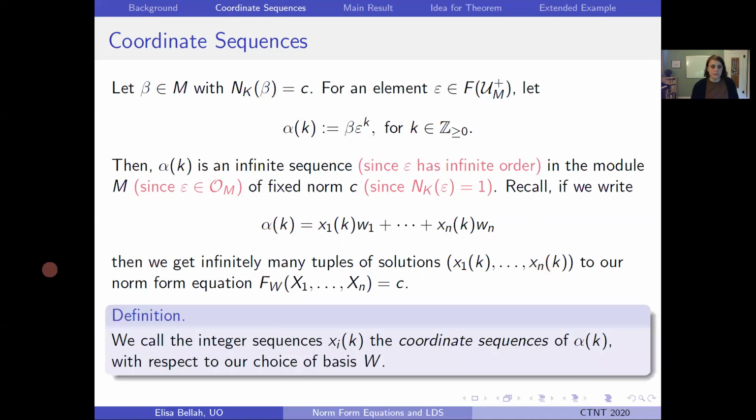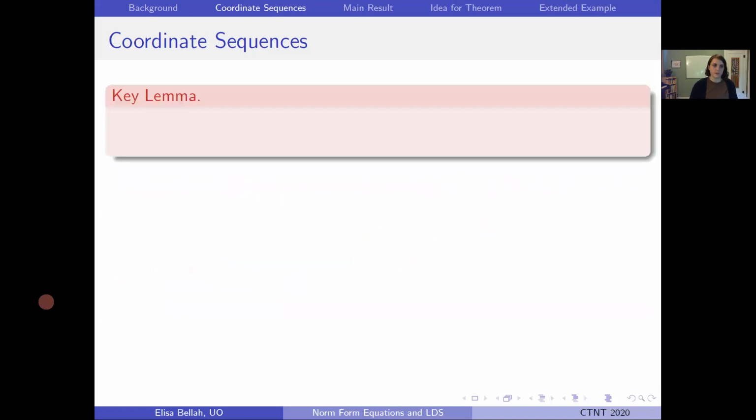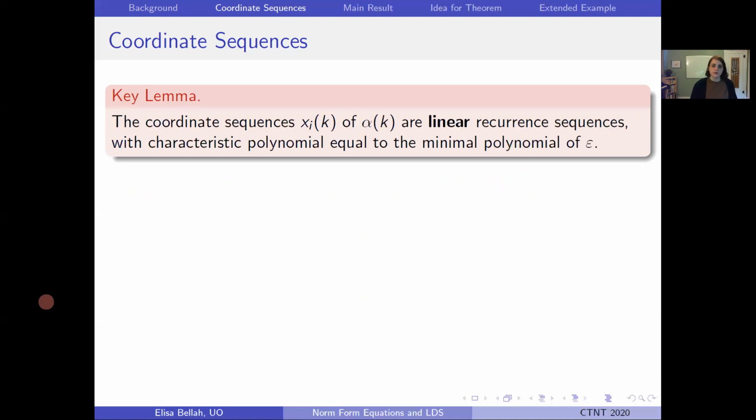So let's give them a name. Let's call these integer sequences xi of k the coordinate sequences of alpha k with respect to our choice of basis w. Okay, so these sequences turn out to be quite nice, so I want to write this fact down and call it a key lemma. The coordinate sequences of my solution sequence, alpha k, turn out to always be linear recurrent sequences. And moreover, I can read off their recurrence if I know information about the minimal polynomial of my unit.